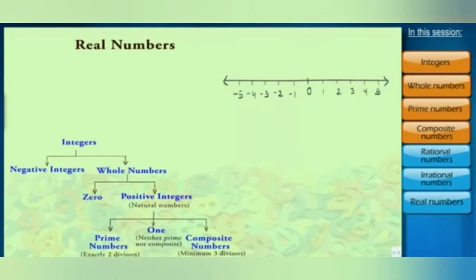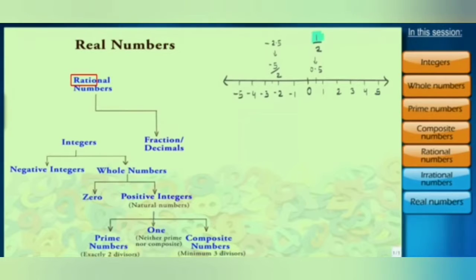In between any two integers, there are many numbers in the form of fractions or decimals. For example, in between 0 and 1 there is 0.5, which in fraction form you can write as 1 by 2. Similarly, in between -2 and -3 there is -5 by 2, which in decimal form is -2.5. This type of number is called a rational number, as it represents the ratio of two integers.